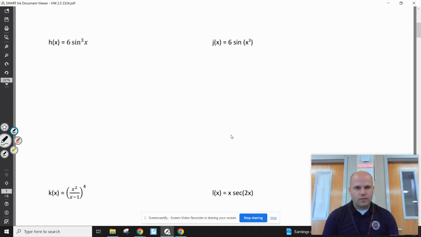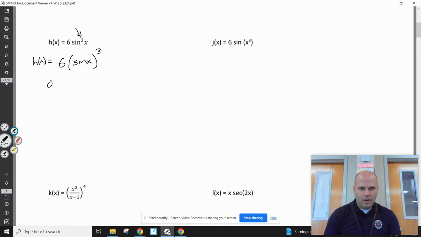Where we see a lot of chain rule is with trig functions. Now, what's important is if you ever see a power over a trig function, you should immediately rewrite it as a quantity to the power. Now, what's important is that the cube is over the sine. It's not over the 6. So this would be rewritten as 6 quantity sine x cubed. That's h of x. Now I can identify the O and I. It's just the number 6. It's not x's, so we don't need the product rule.